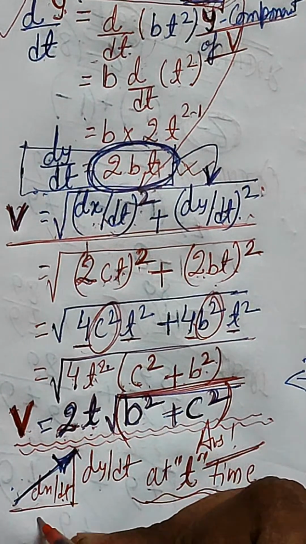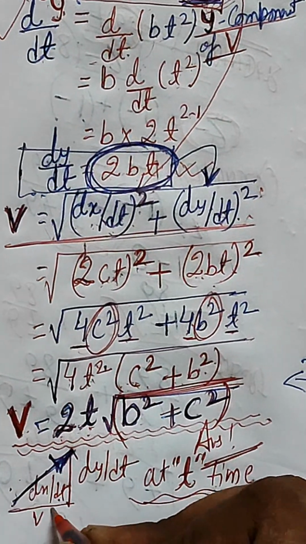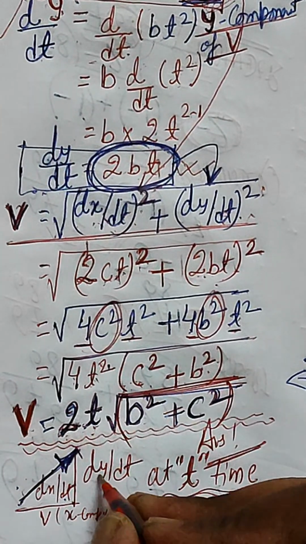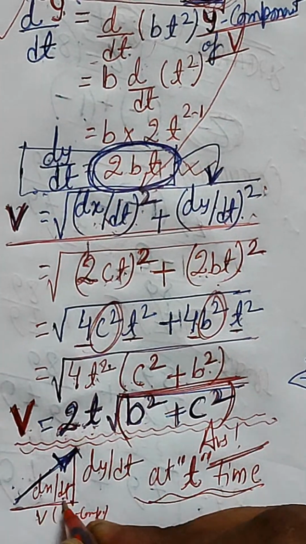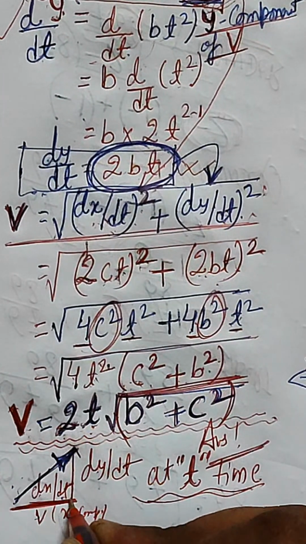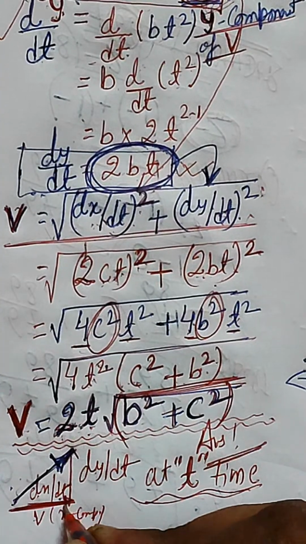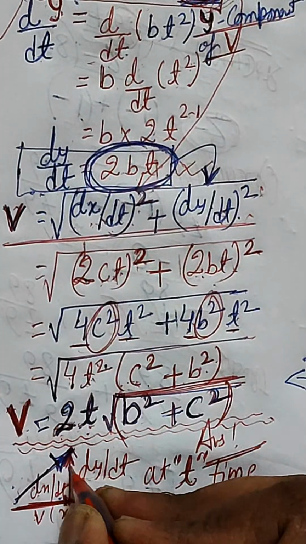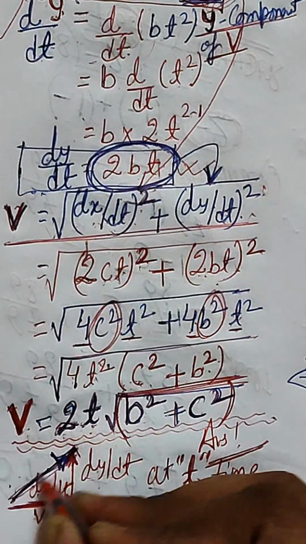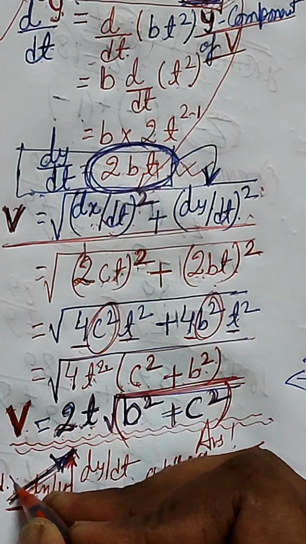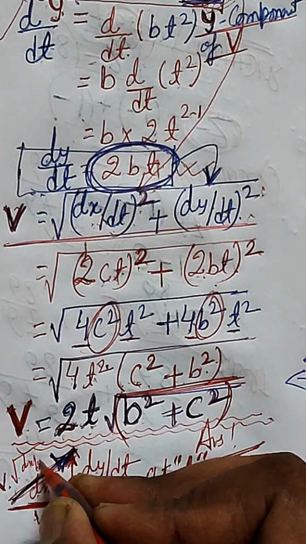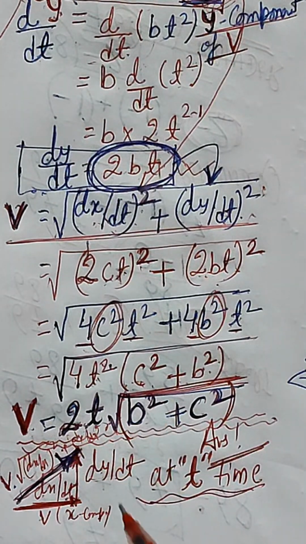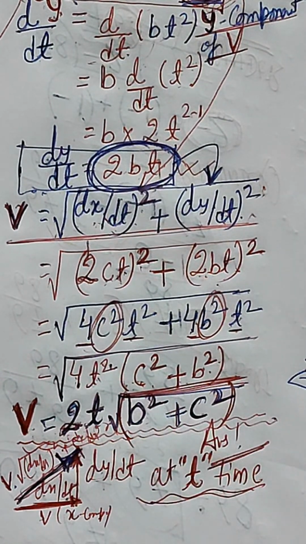If you remember, the x component of velocity is dx by dt. So that's over here along the x axis, and the y component of the velocity is dy by dt. So that is over here. So the resultant will be this one. So this is v, that is root over of dx by dt whole square plus dy by dt whole square, right? And this is calculated.